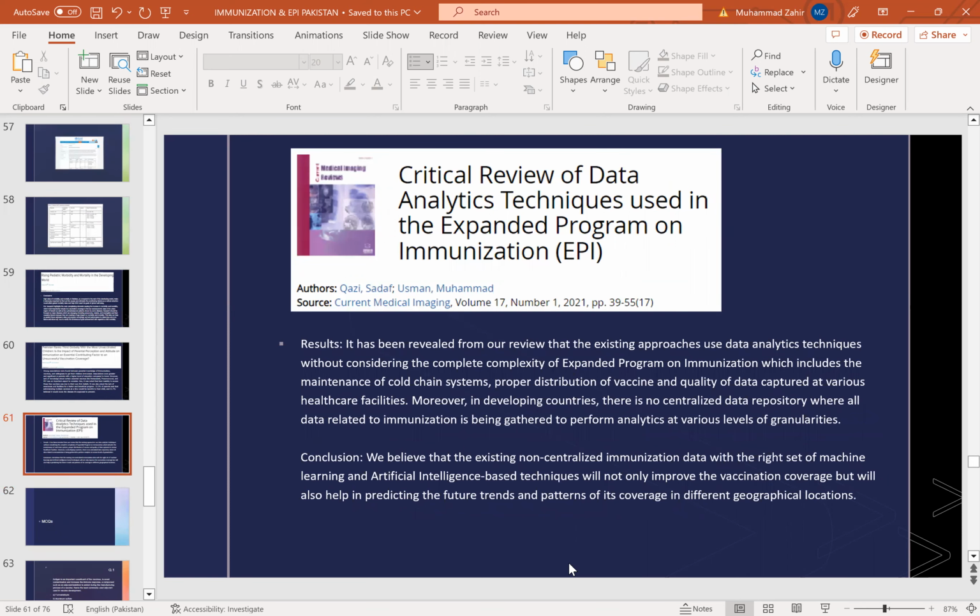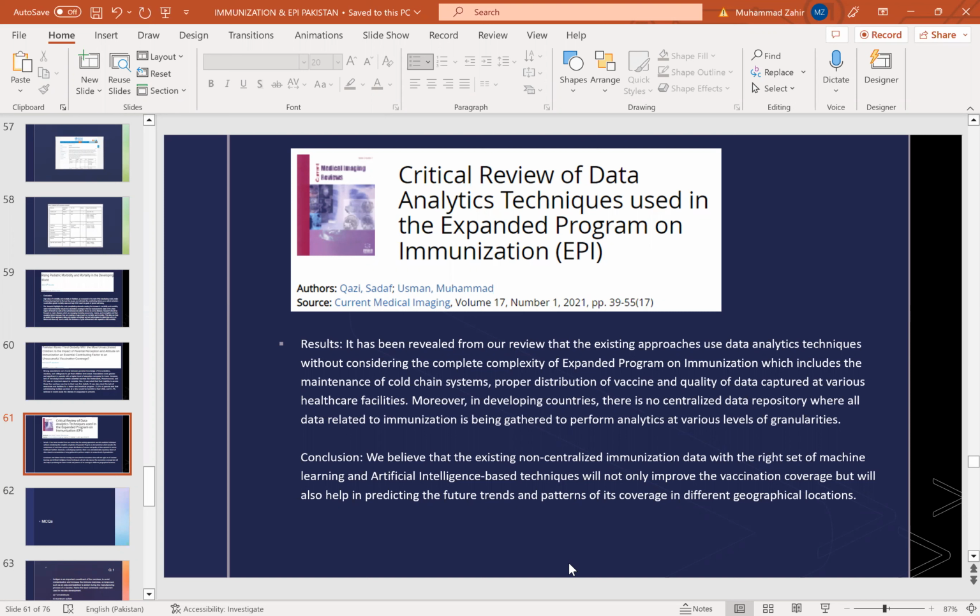In one article, a critical review of data analytical techniques used in the EPI, the results showed that it has been revealed from our review that the existing approaches use data analytical techniques without considering the complete complexity of EPI, which includes the maintenance of cold chain systems, proper distribution of vaccines, and quality of data captured at various healthcare facilities. Moreover, in developing countries, there is no centralized data repository where all data related to immunization is gathered to perform analytics at various levels of granularity.